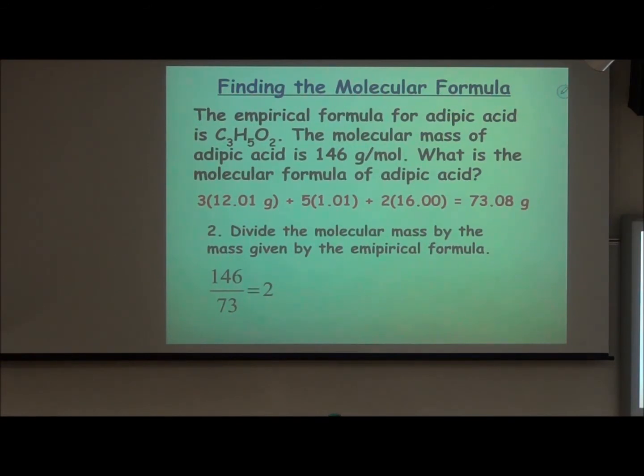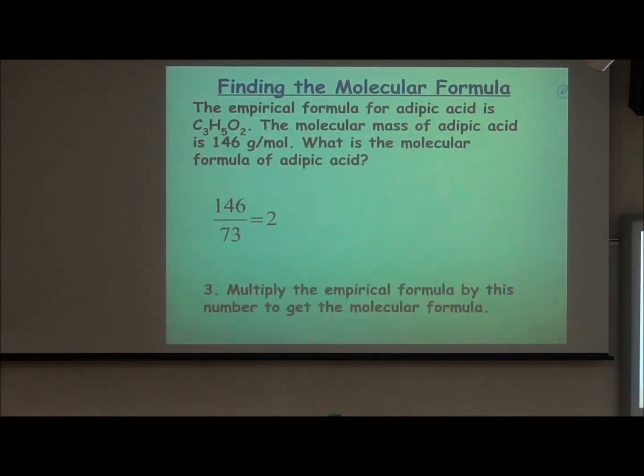So 146 divided by 73, 2. That tells us that the actual adipic acid is twice as big, twice as massive as the empirical formula that we just came up with. So that means we need twice as much of everything. So we're simply going to take our empirical formula and multiply it by that ratio, 2. And C3H5O2 becomes C6H10O4.